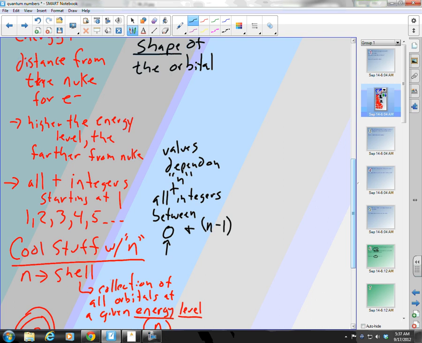So if n equals 1, well then what? n minus 1 is 0, and so the only value I would have is 0. If n equals 2, then what happens? I start at 0, and I'm going to go all the way up to n minus 1. So 2 minus 1 is 1, so my values would be 0 and 1. I think that's enough to answer a question.